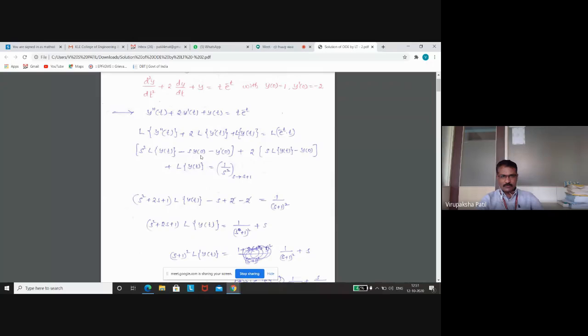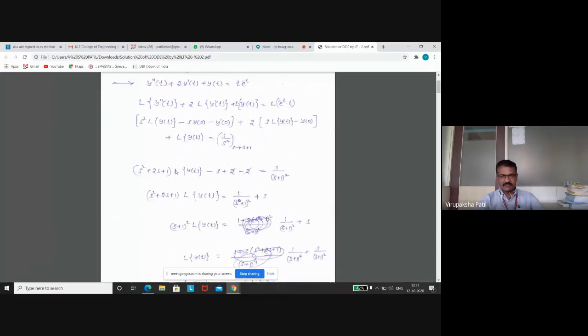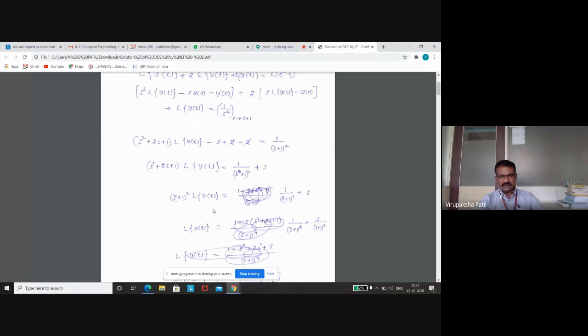So actually you need to put those values here. After that simplification you will get this part. Then immediately after this, take this s to this side. If you take this s to this side, it becomes 1 divided by s plus 1 whole square plus s. So this term you can write as s plus 1 whole square into L of y of t. Now we'll keep this as it is, that is 1 divided by s plus 1 whole square plus s, as it is. So we'll take this term to this side.